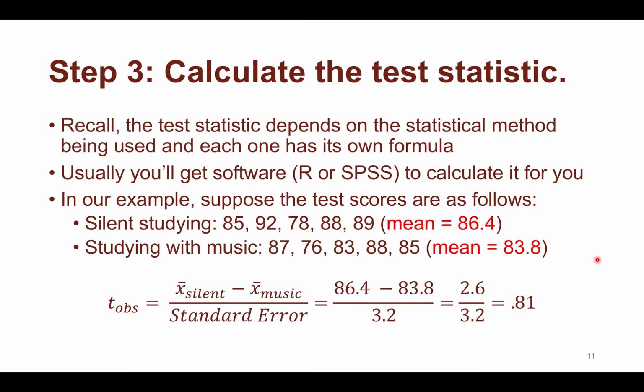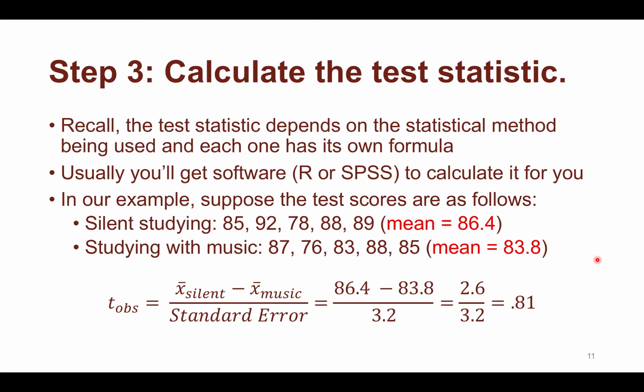Again, you'll typically use some type of computer software to calculate this for you. And remember that each test statistic is specific to the method that you're using. With correlation, we said it was going to be R-obs. For a t-test, it's going to be T-obs.